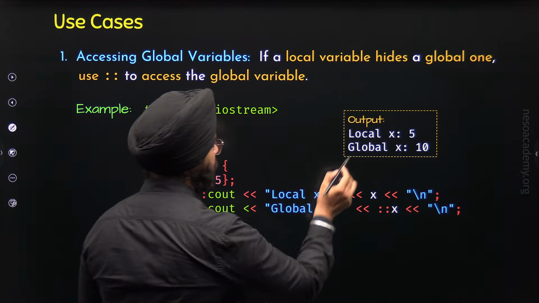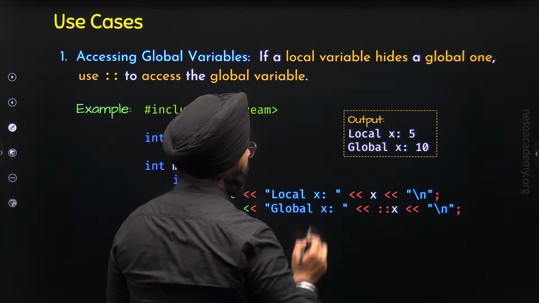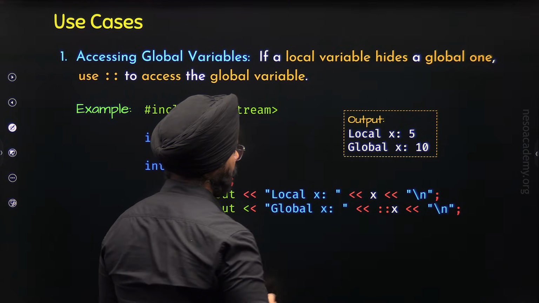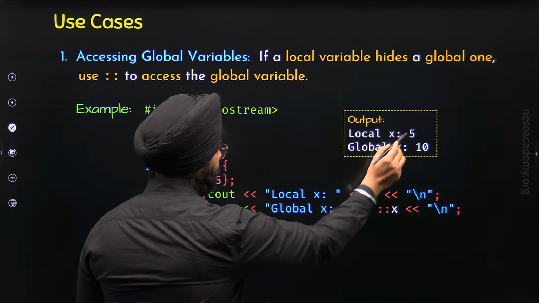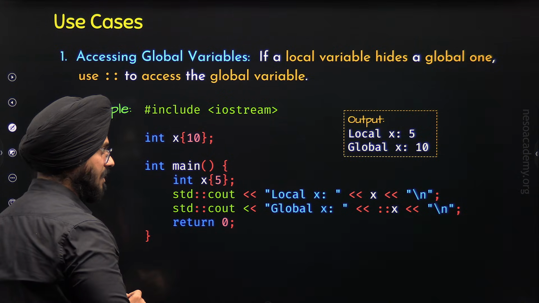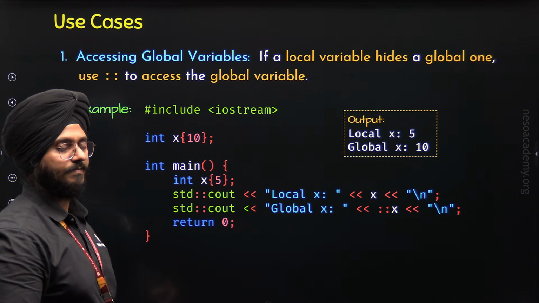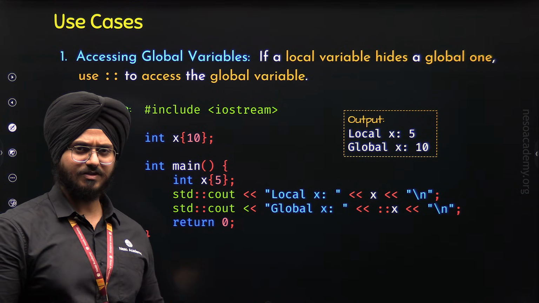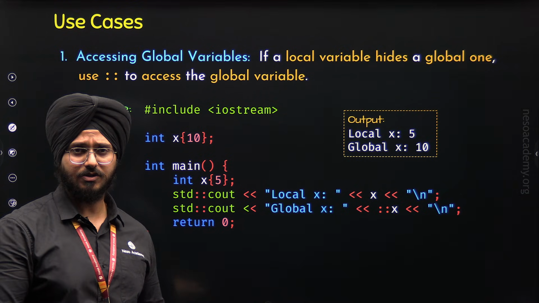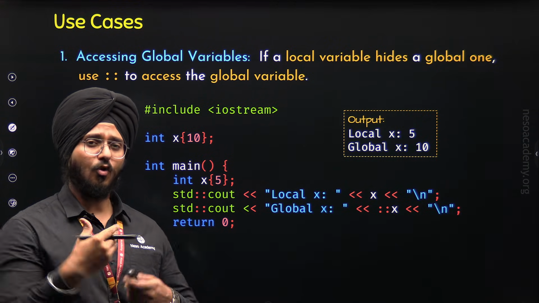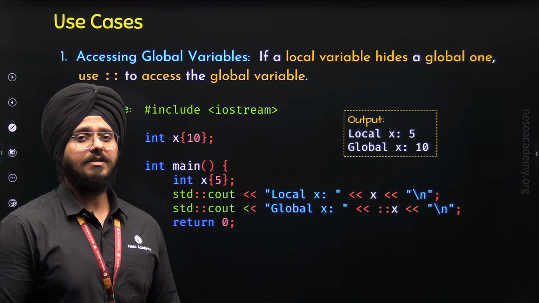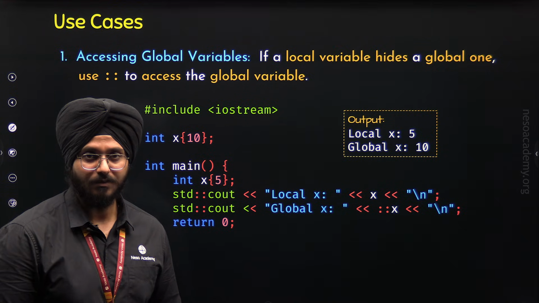We'll get this output, local x 5, then global x 10. First, we are getting the value of the local variable. That's what we can see. And then we are getting the value of the global variable. So that's the concept of the scope resolution operator. It allows us to access the global variable if it is hidden by the local variable.